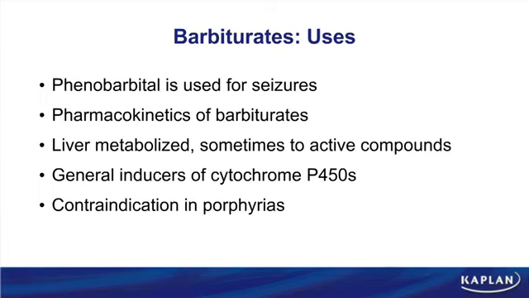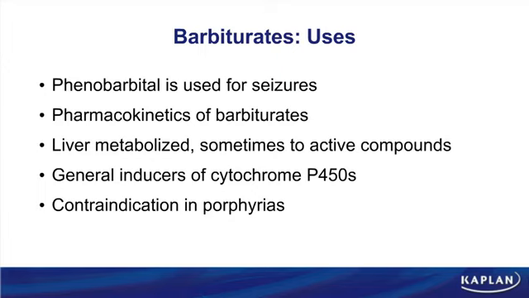When we think about the uses of barbiturates, their use overall has been dramatically reduced over the last 10 to 20 years. We still use the drug phenobarbital for seizures, and we will see it in a later chapter in our CNS section. When we think about the pharmacokinetics of barbiturates, they are metabolized by the liver occasionally to active compounds. That's not as important a point as the fact that phenobarbital is a classic P450 inducer.